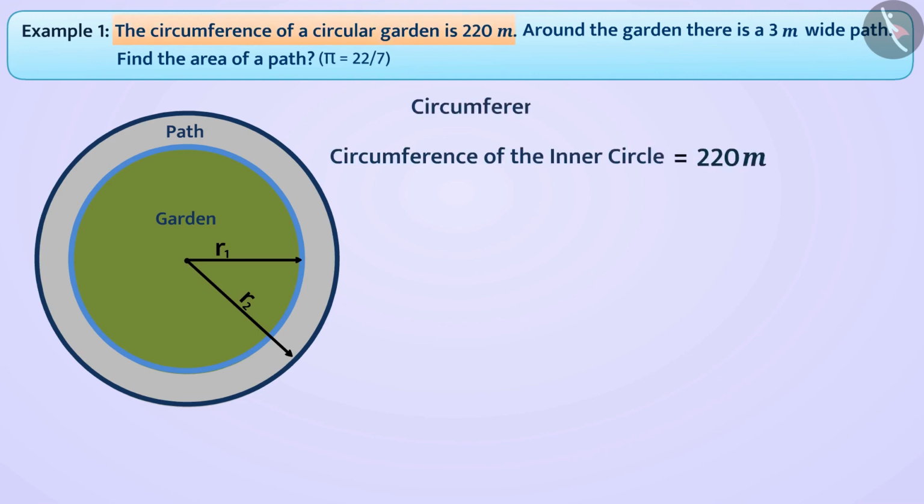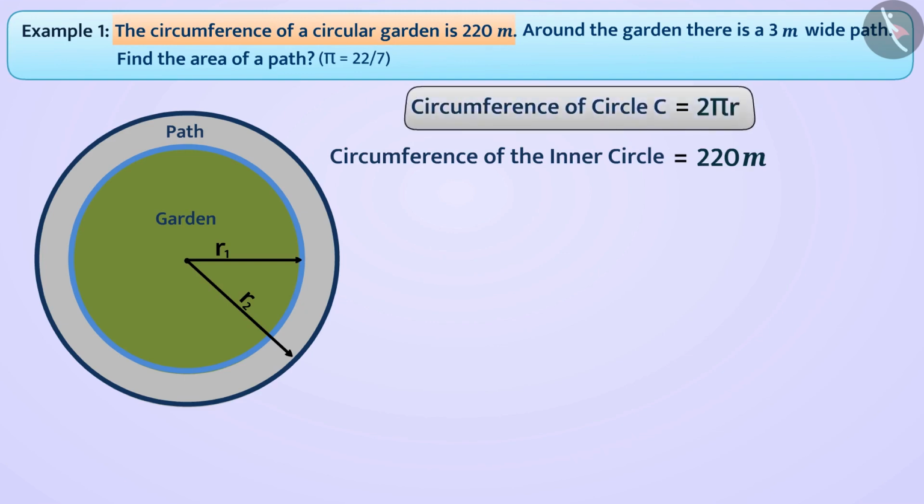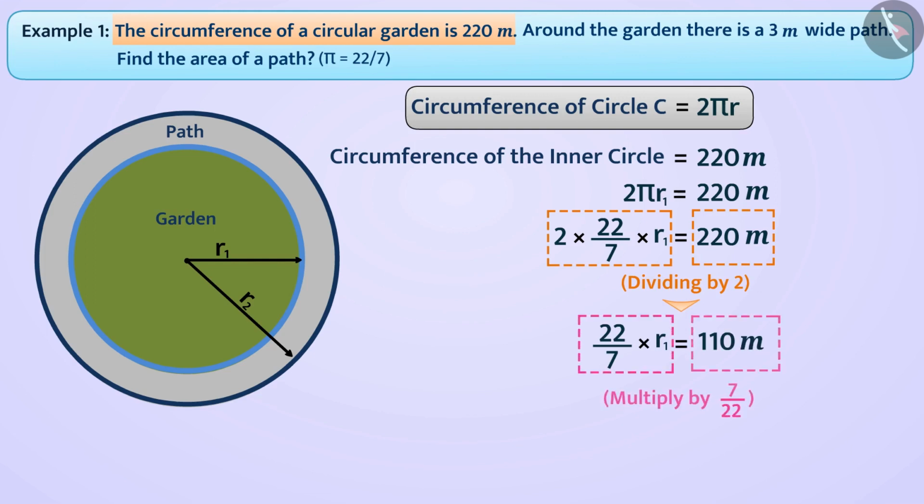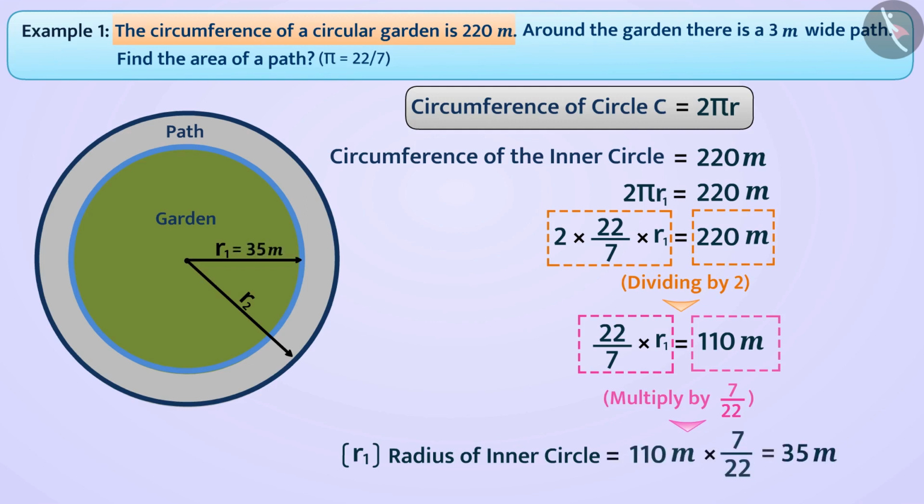Since the circumference of the circle C is equal to 2 pi r, therefore here 2 pi r1 is equal to 220 meter. So it is 2 multiplied by 22 by 7 multiplied by r1 is equal to 220 meter. By dividing both sides by 2, we get 22 by 7 multiplied by r1 is equal to 110 meter. Similarly, by multiplying both sides by 7 by 22, we get r1, the radius of the inner circle, is equal to 35 meter.